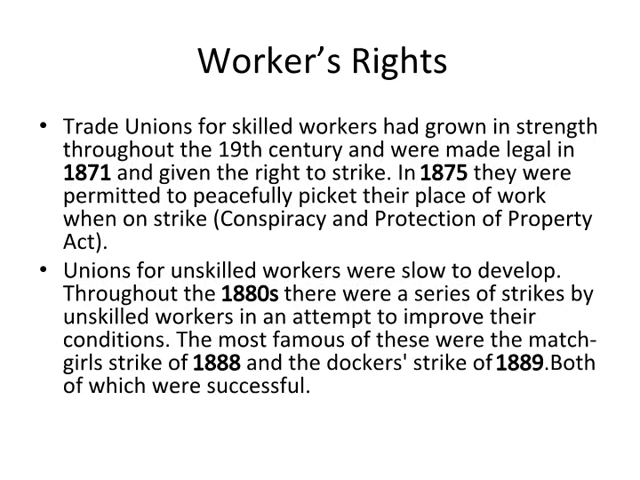Trade unions for skilled workers had grown in strength throughout the 19th century and were made legal in 1871 and given the right to strike. In 1875 they were permitted to peacefully picket their place of work when on strike, under the Conspiracy and Protection of Property Act. Unions for unskilled workers were slow to develop. Throughout the 1880s there were a series of strikes by unskilled workers in an attempt to improve their conditions. The most famous of these were the Match Girls' Strike of 1888 and the Dockers' Strike of 1889, both of which were successful.